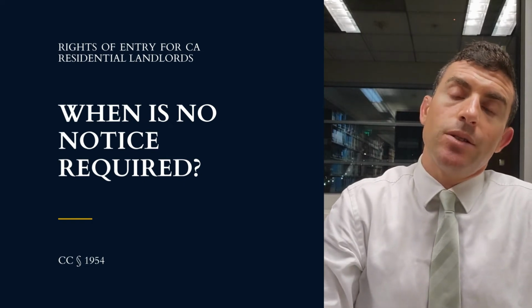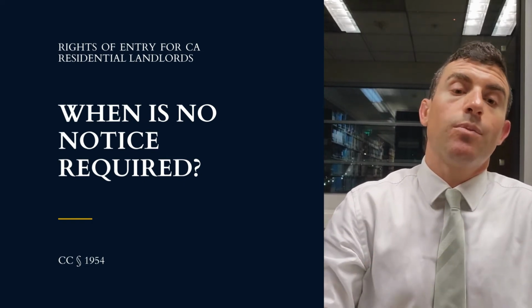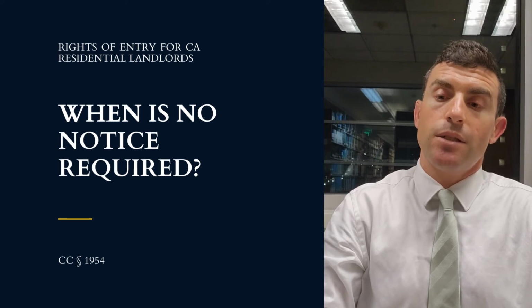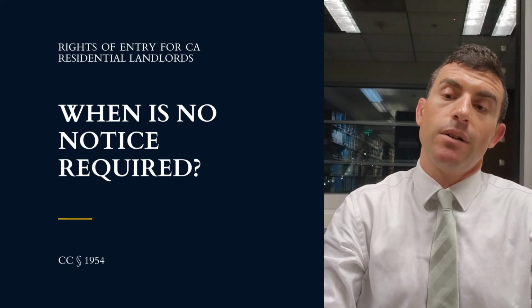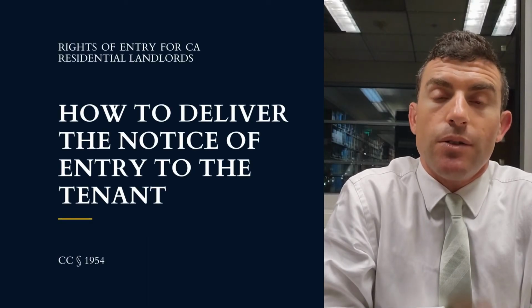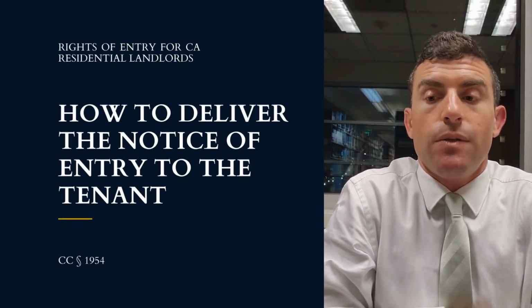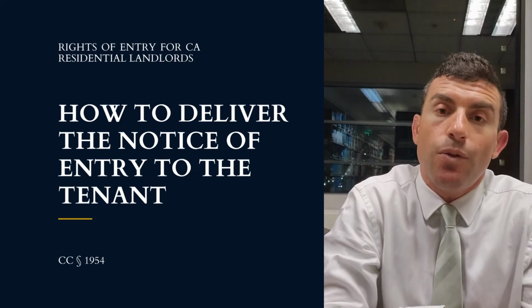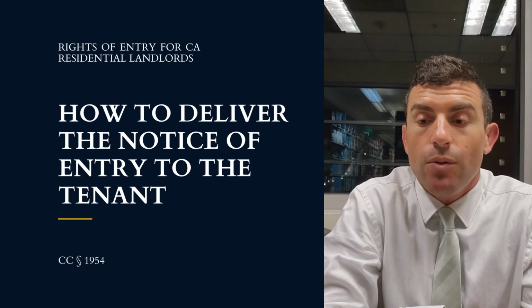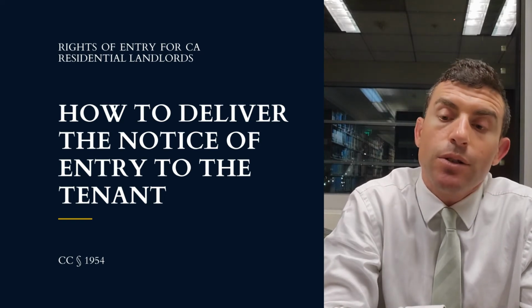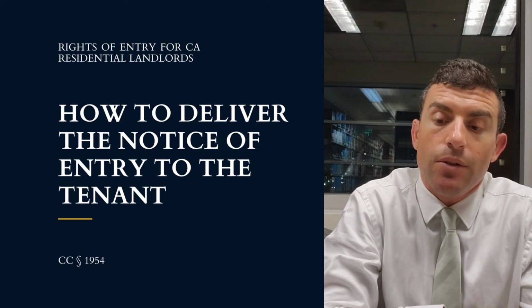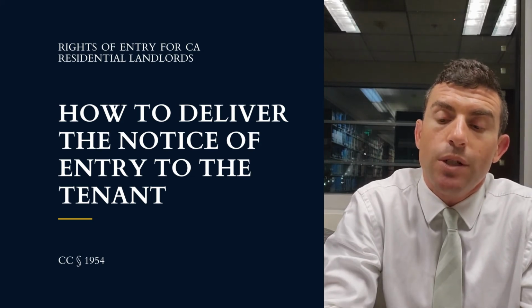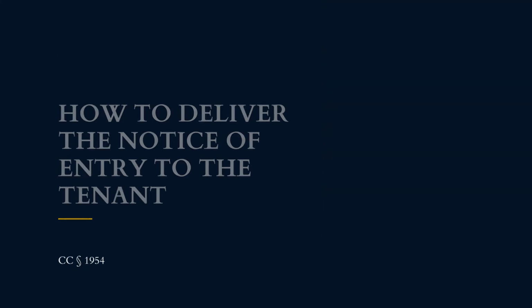Also, if the tenant has already abandoned or surrendered the premises, then that's another case where no notice is required. How should the landlord deliver the notice of entry to the tenant? A landlord can mail the notice of entry. However, the notice needs to be mailed at least 6 days before the entry. If the landlord wants to personally deliver the notice to the tenant or leave the notice on, near, or under the usual entry door of the tenant's premises, the landlord can do so long as it's done in a manner in which a reasonable person would discover that notice.